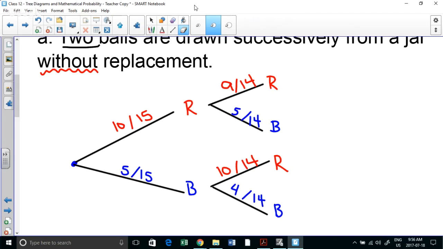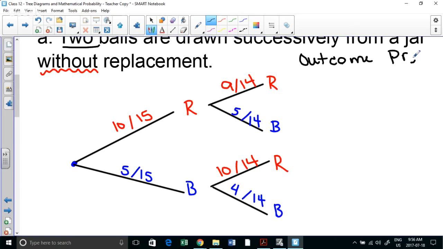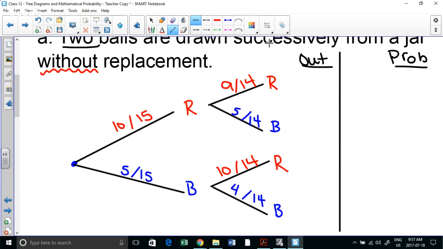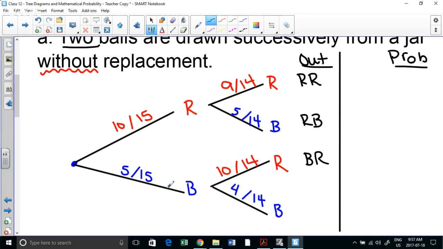From there, what I do is I make a table where I say outcome and probability. So I follow the branches. So here I get red, red. Here I would get red, blue. Here I would get blue, red. And here I would get blue, blue.